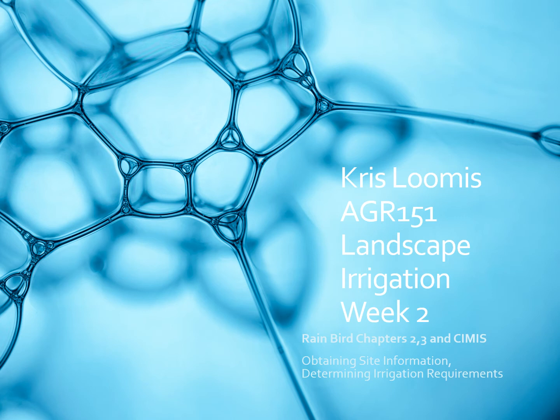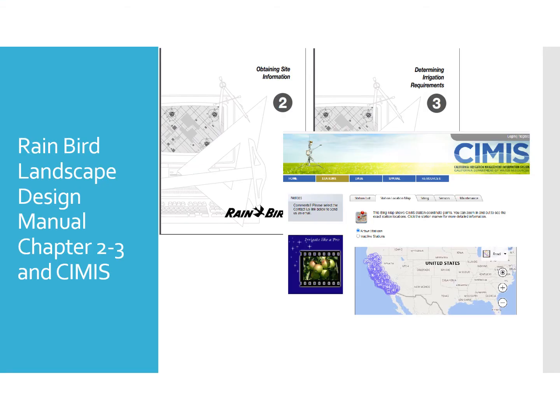Hello and welcome to Landscape Irrigation Week 2. This week we're going to be talking about obtaining site information and determining irrigation requirements through evapotranspiration. We'll be talking about information from the Rainbird Landscape Irrigation Design Manual, Chapters 2 and 3, along with information from the CIMIS website and also the CIMIS publications.